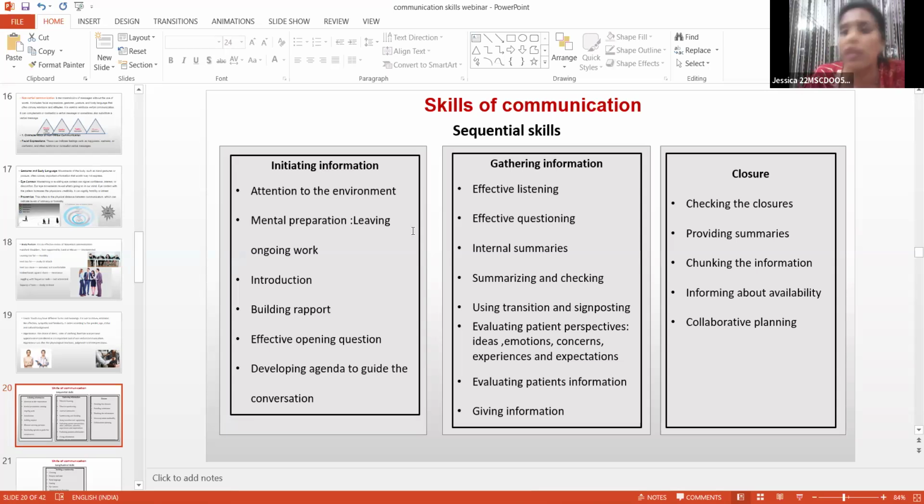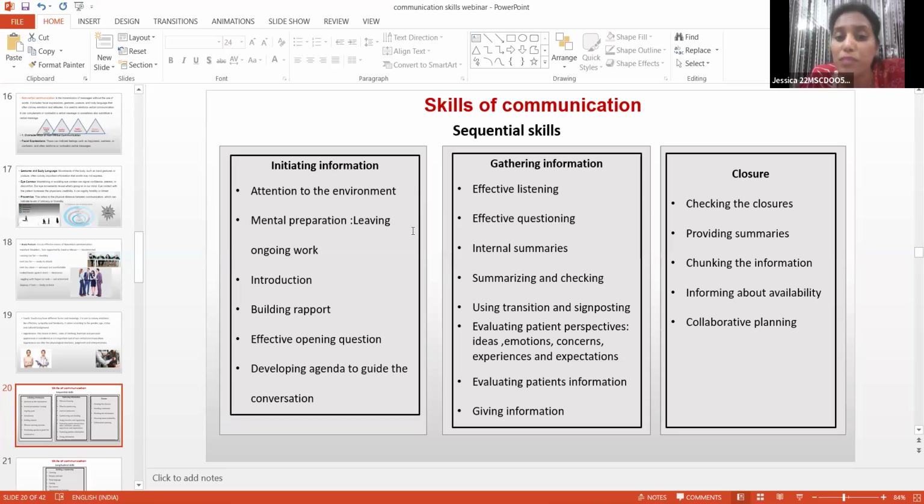Internal summaries. When the patient is talking, we need to summarize. That is very important, as it helps us to build the totality of our symptoms. Summarizing and checking. Like Dr. Hahnemann says, every time a part of the case taking is done, summarizing and checking if my case is complete is a very important part of my sequential skill.